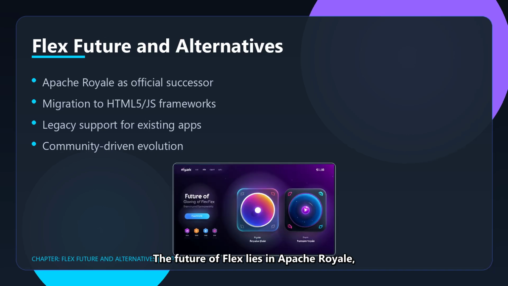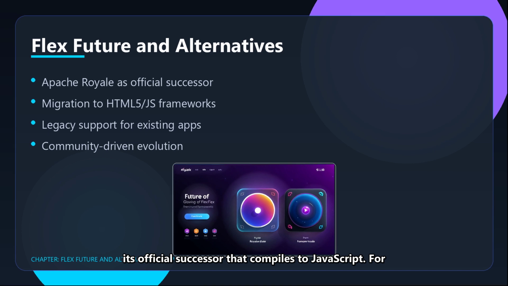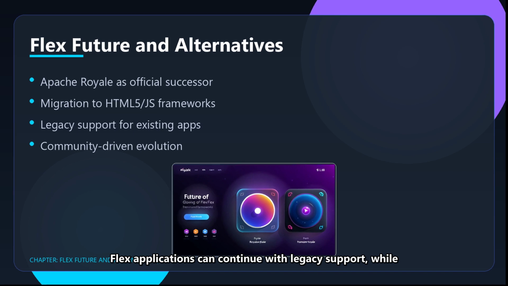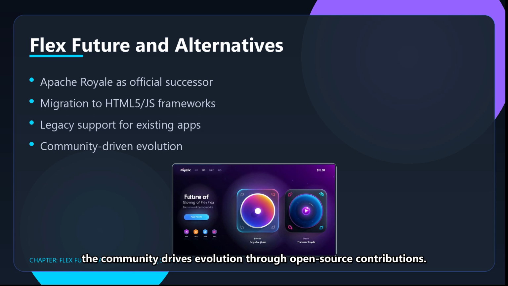The future of Flex lies in Apache Royale, its official successor that compiles to JavaScript. For new projects, modern HTML5 JS frameworks are recommended. Existing Flex applications can continue with legacy support, while the community drives evolution through open-source contributions.